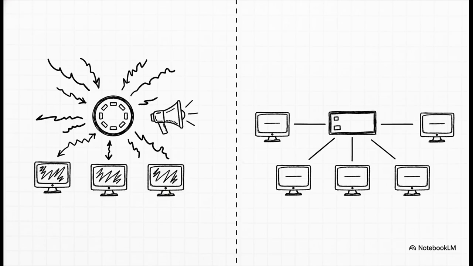So if you remember just one thing about all this network hardware, make it this. A hub shouts at everyone, and that creates a slow, congested party line. A switch intelligently directs traffic, allowing for multiple private conversations at once. And that is the difference between a frustratingly slow network and a fast, efficient one.